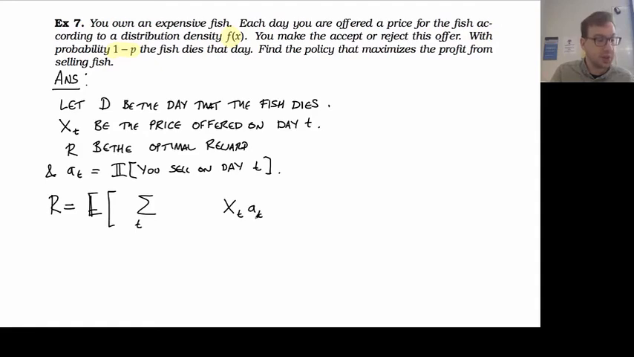But then we've got the issue that you can only sell the item if the fish hasn't died yet. So I need the time that the fish dies to be bigger than t as well. And the thing to note is this sum isn't from time t equals 0 up to time capital T, but it's a sum from time 0 to infinity.